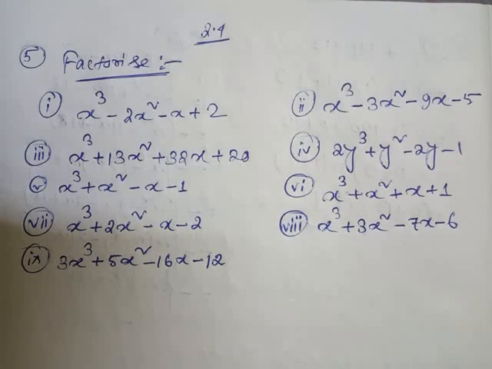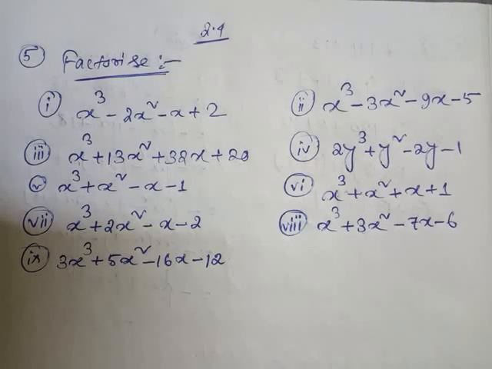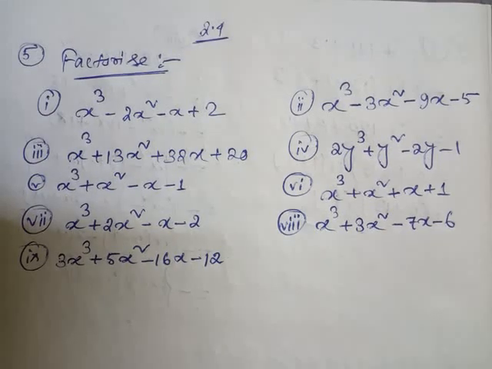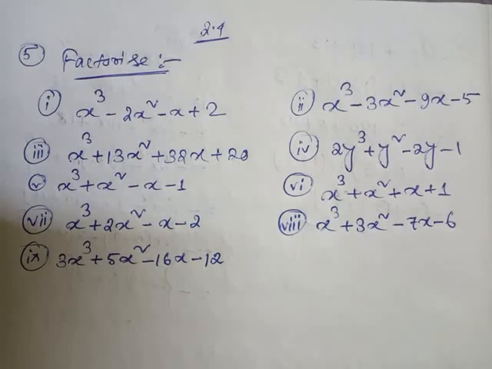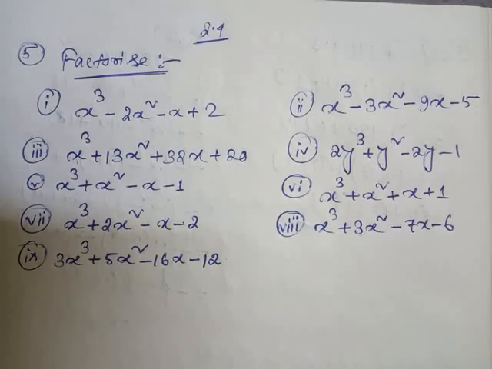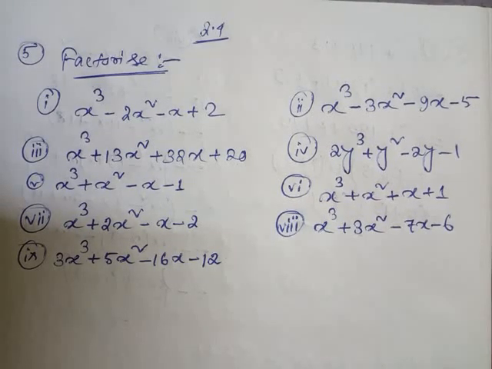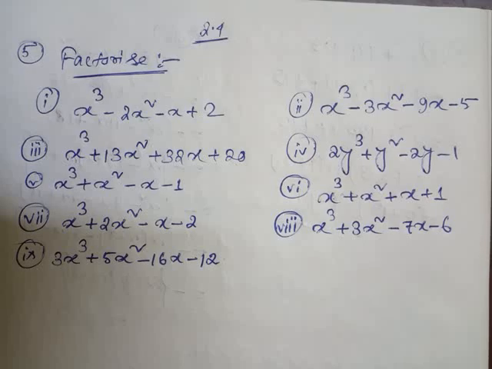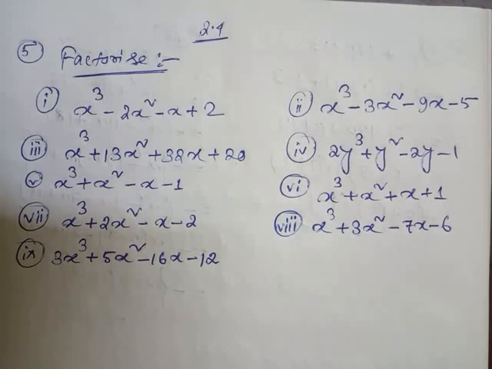Students, now we're going to solve exercise 2.4, class 9, general maths, question number 5, factorize. There are a total of 9 sums in this question number 5, and all are of a similar kind. And students, these questions can be solved with the help of two different methods.